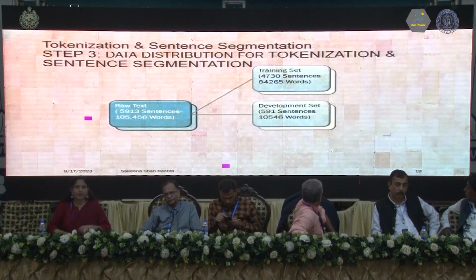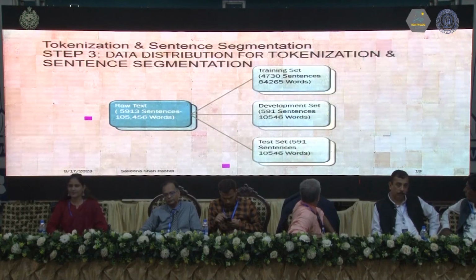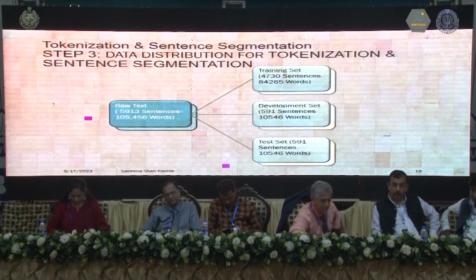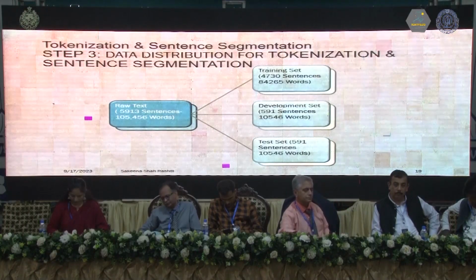After conversion, the data is split into 3 sets: training set, development set, and test set. The training set is a set of data that is used to train the model and make the model learn the hidden features in the text. The development set is a set of data that is used to evaluate the performance of a model during training. And the test set is a set of data that is used to test the model after training.